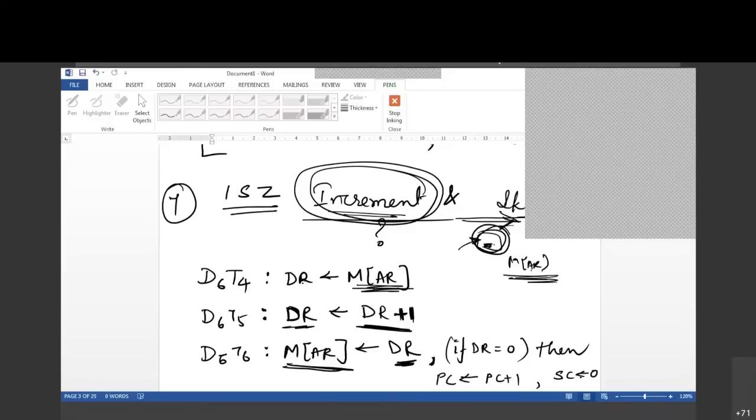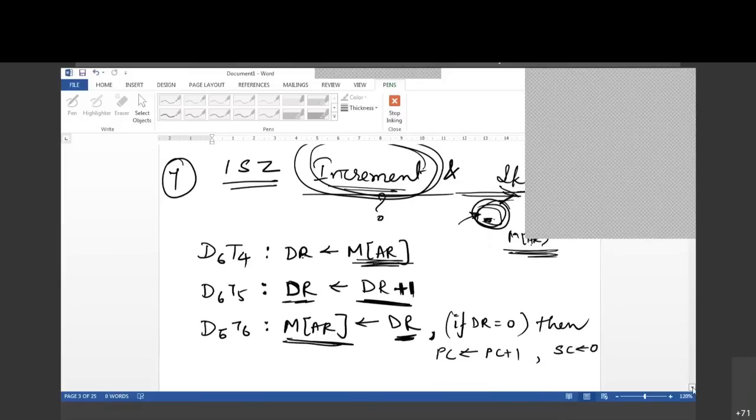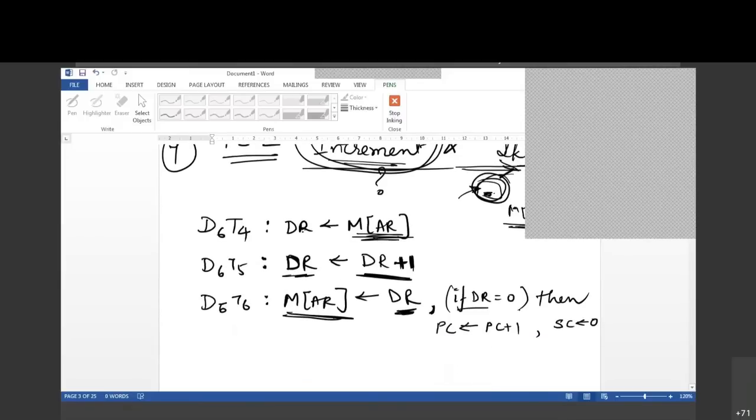Understood? All the memory reference instructions. Okay, fine. So this skip part was easy. Check DR. If DR is 0, increment the program counter.